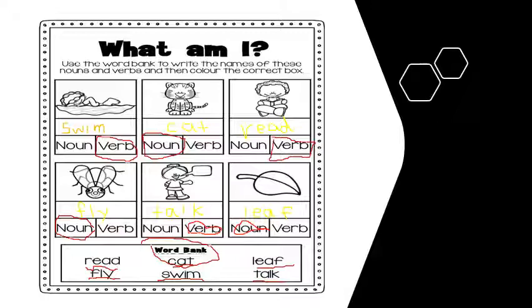Okay, good. Now, again, I'll tell you. First, you will write the name and then tell me. Swim is a noun or a verb? It's a verb. It's an action. Cat is a noun or a verb? Yeah, it's a noun because it's a name of an animal. Now, read. We have written here, read. Read is a noun or a verb? It's an action. So, it's a verb. Fly. Fly is a noun or a verb? It's an insect, right? It's a noun. Now, what is this girl doing? She's talking. Talk. So, talk is an action. It's a verb. Now, what we have written here? Leaf. Leaf is a noun. It's a name of a thing. Good.